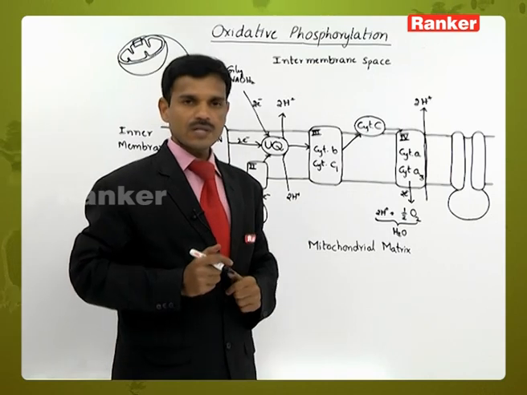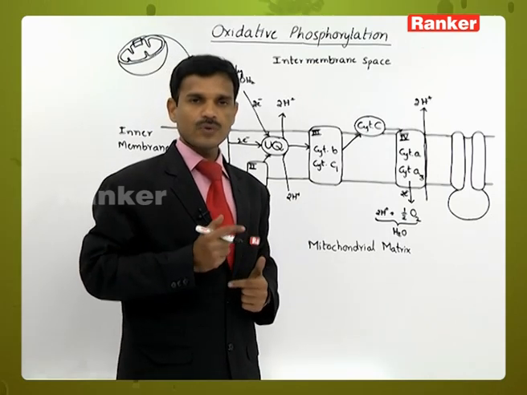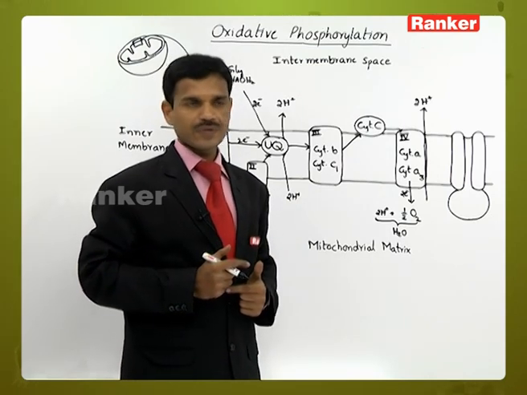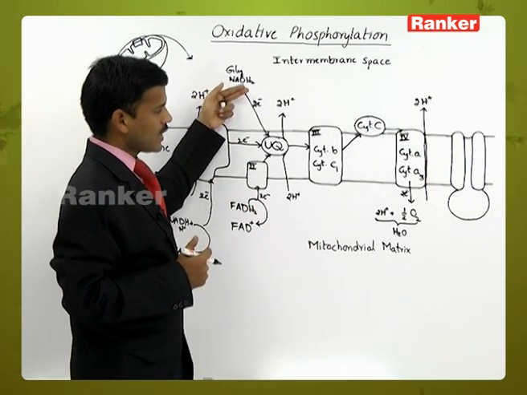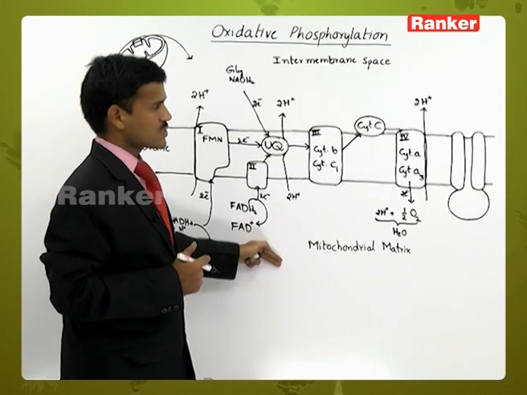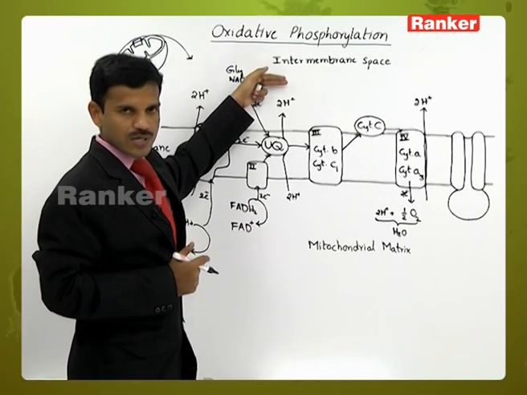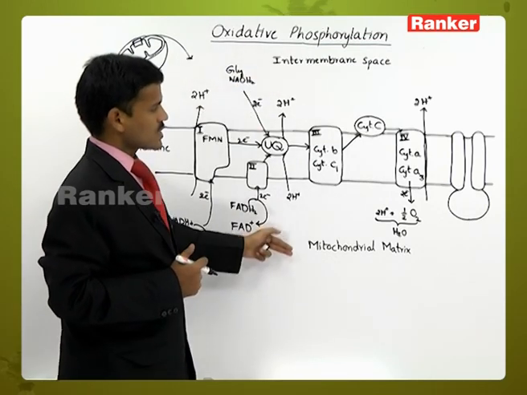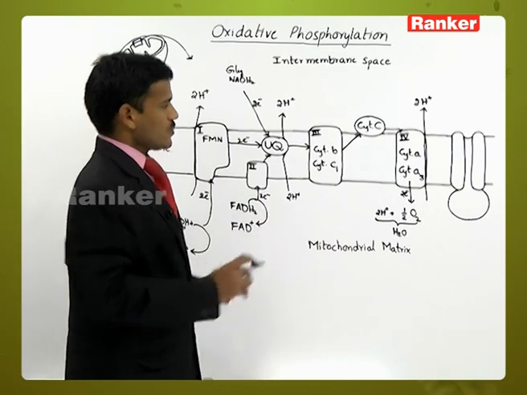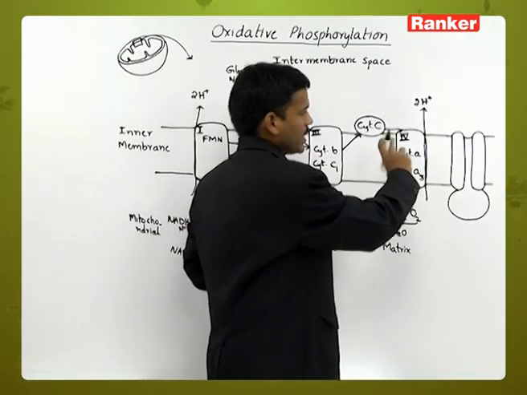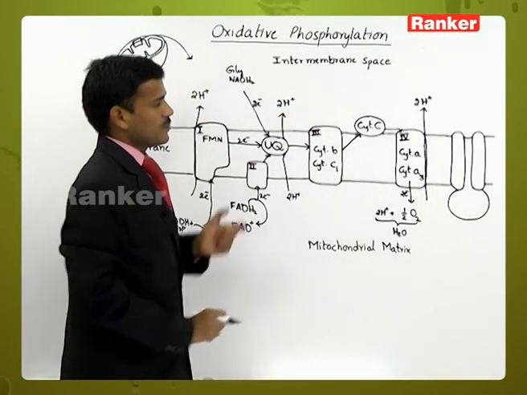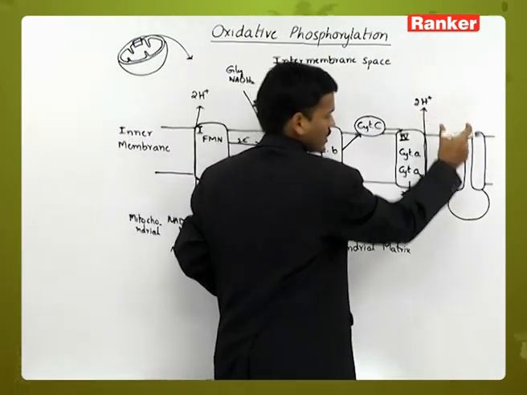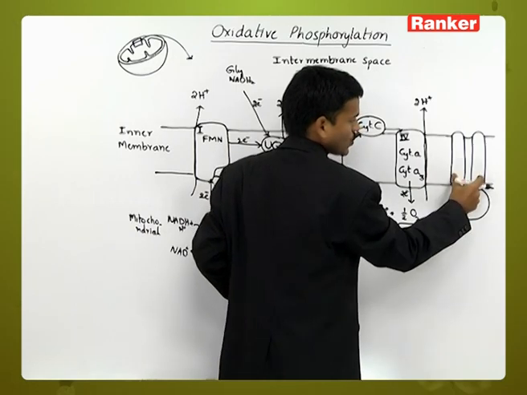Generally, based on the concentration gradient, protons move from high concentration to low concentration. Here there is a high concentration of protons, and here a low concentration of protons. The membrane is impermeable, so these protons move from this space to the mitochondrial matrix through this complex.